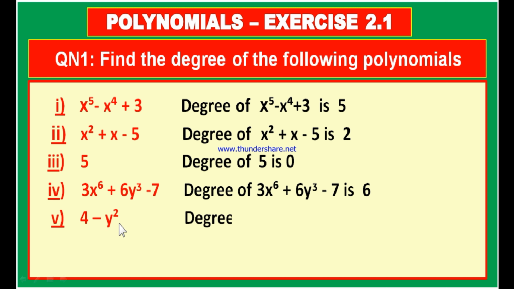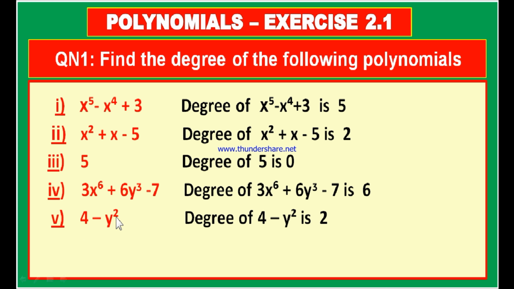4 minus y square. Given a polynomial 4 minus y square. In this polynomial, how many terms you can find? Good. There are two terms. 4 is one term, minus y square is the second term. Since 4 is a constant number, you can write 4 as 4 into y power 0. Therefore, the exponent of the variable is 0.